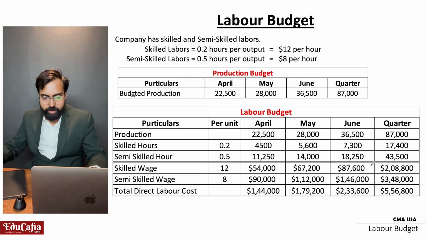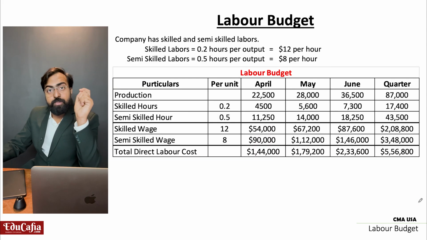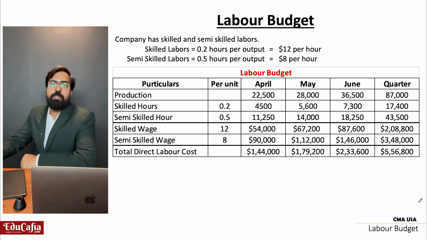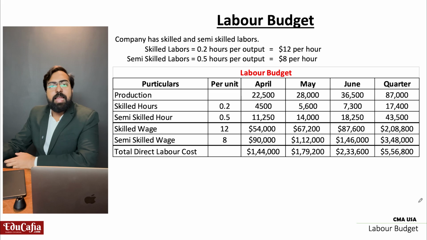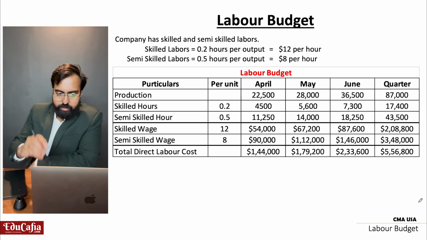So total we got it. This is the total, then here 3,48,000. So totally this plus this is 5,56,800. This much labor cost is going to be incurred in the next 3 months. This is the labor budget. Very easy, right?